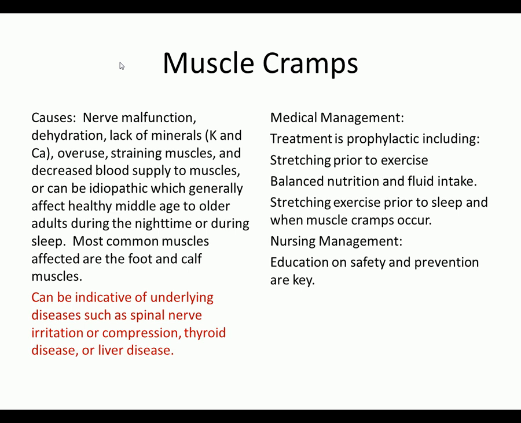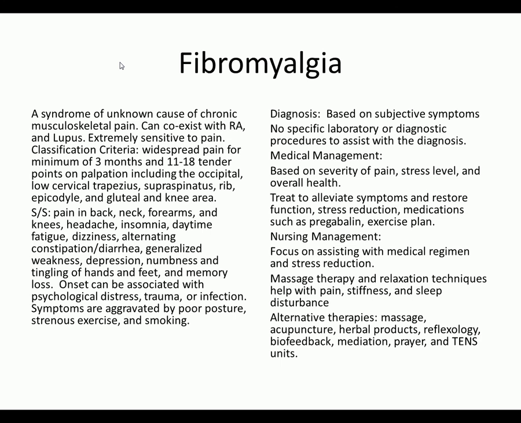Fibromyalgia's exact cause is unknown. It is a chronic musculoskeletal pain. These patients have elevated growth hormone levels and substance P in the spinal fluid and low serotonin levels. They're sensitive to minor pain. It can coexist with diseases like lupus and arthritis. Classification includes widespread pain for a minimum of 3 months and pain at 11 of 18 tender points on palpation.